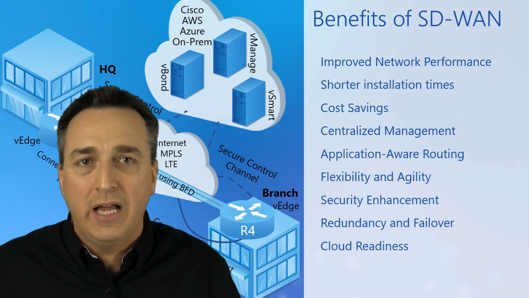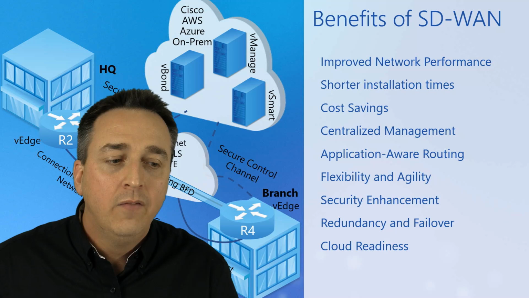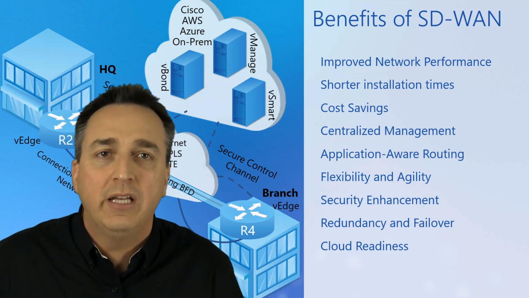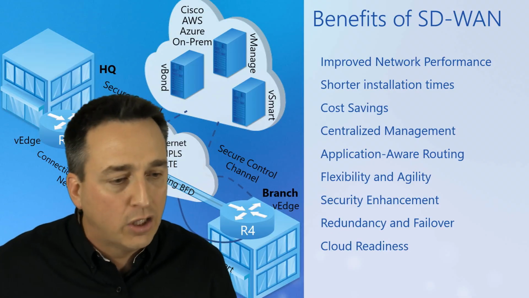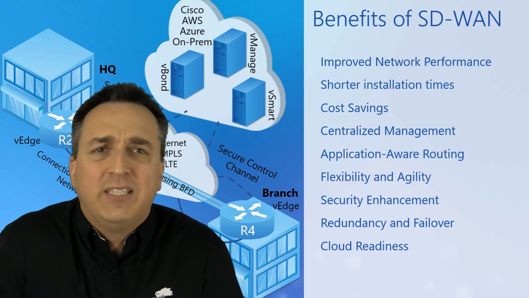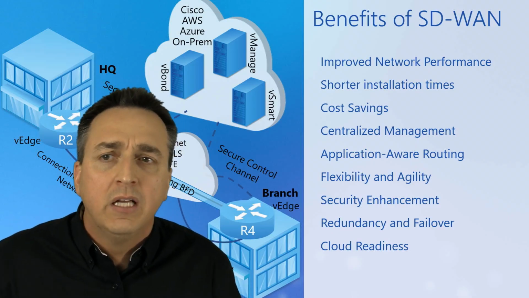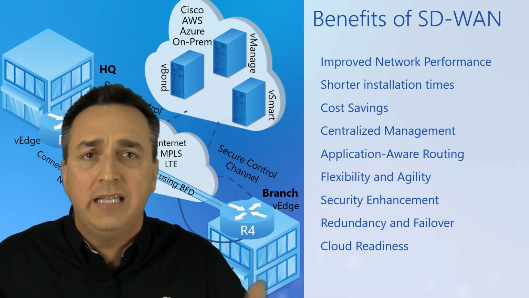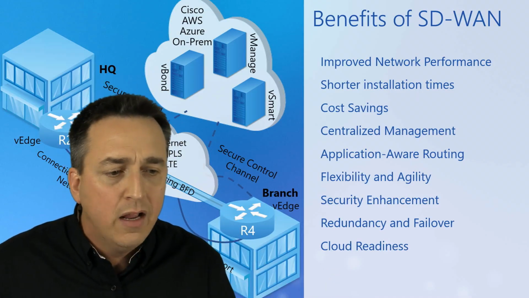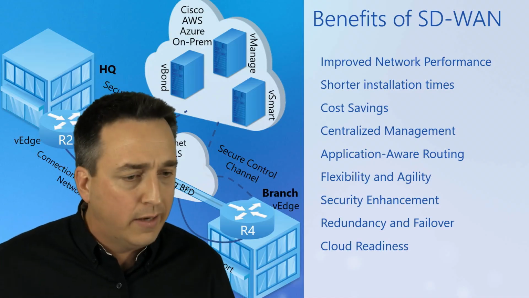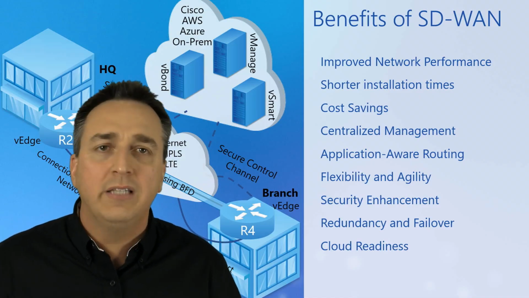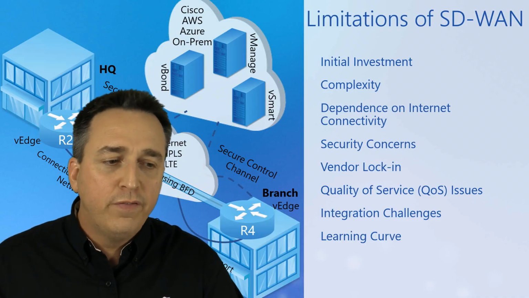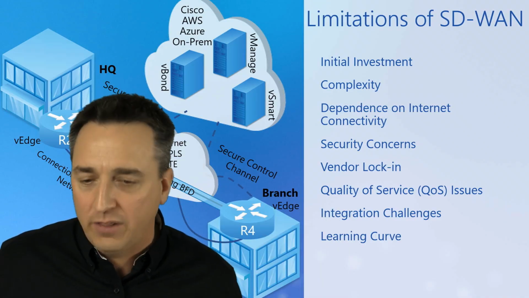She didn't need the centralized management. There weren't enough sites to make the cost-benefit analysis work. The flexibility and agility was not enough to justify the costs. The security enhancements, again, were not enough to justify the cost, because with the IPsec site-to-site VPNs and the DMVPNs using IPsec and all that, you got the security you want in that case. And again, the redundancy and failover, all that type of stuff just wasn't enough to justify the cost.